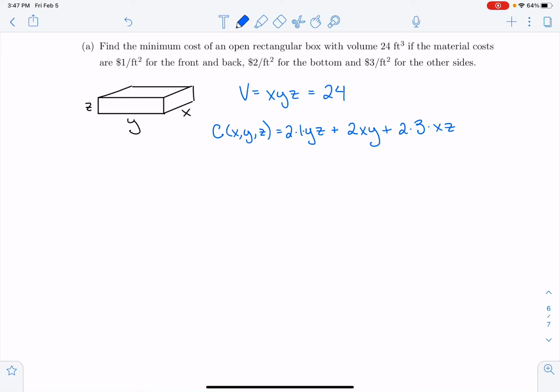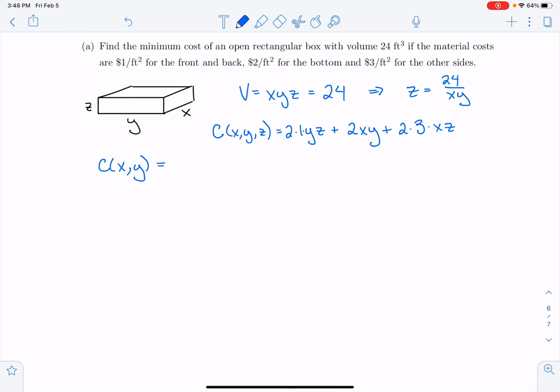But I have a constraint. That constraint is that x times y times z is 24. So I want to use that fact. I want to use the fact that z is equal to 24 over x times y. And I'm going to substitute that into my equation. So here, I really want to look at my cost of my box as being a function of just x and y.